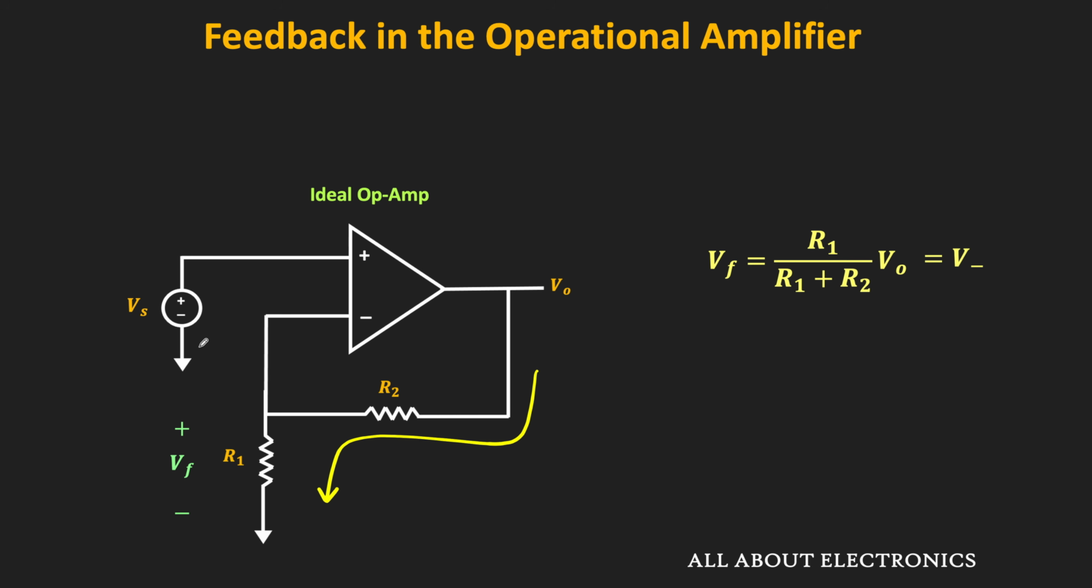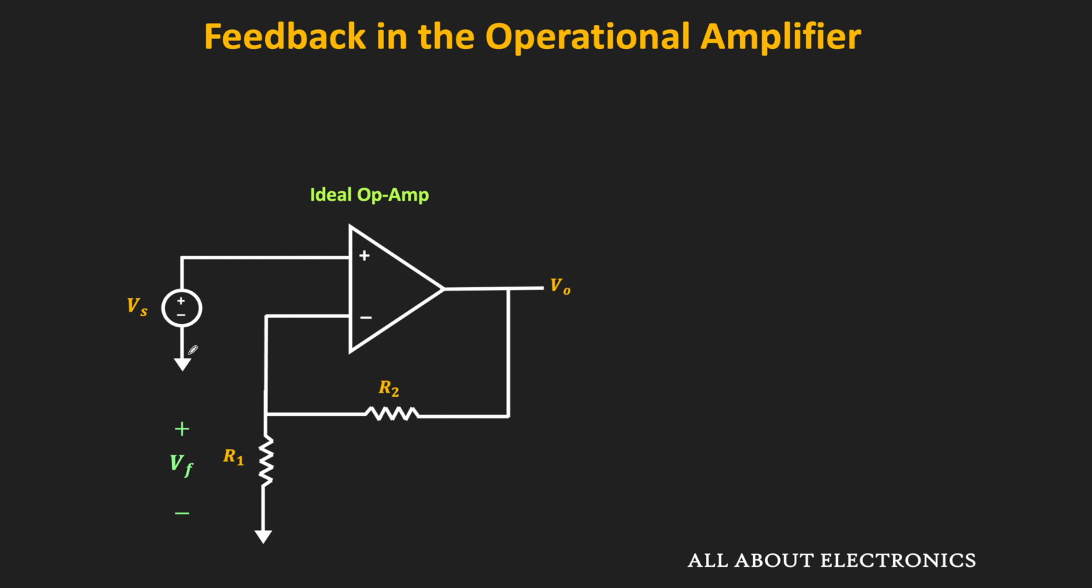And here, since the Vs is connected to the non-inverting terminal, we can say that this V plus is equal to Vs. So here, if the loop gain of the op-amp is very high, or in other words, if this A beta is much greater than 1, then we can assume that this V plus is approximately equal to V minus. That means the feedback signal Vf is almost the same as the source signal. So let us put some numbers and let us understand why it is true.